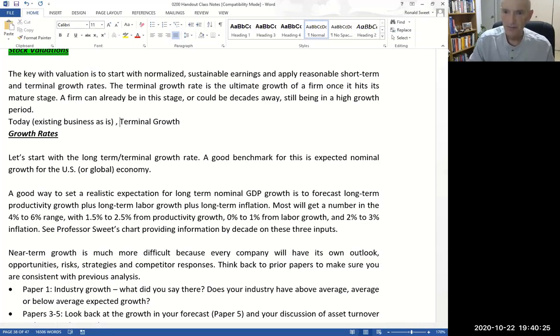Then you have the new growth, expansion, whatever. You have the growth that's not part of current assets. They haven't built it yet.